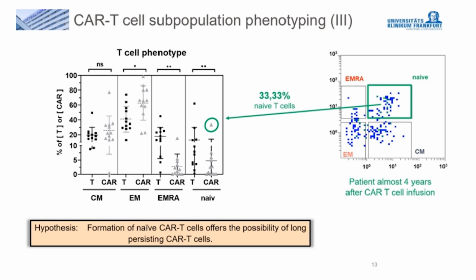In 2 patients, however, sufficient CAR T cells were still detectable over a long period of time, and we were able to detect CAR T cells of a naive phenotype. And here in this example you see a flow cytometric analysis 4 years after CAR T cell administration showing 33% naive CAR T cells. So our hypothesis is that formation of naive CAR T cells maybe offers the possibility of long persisting CAR T cells.